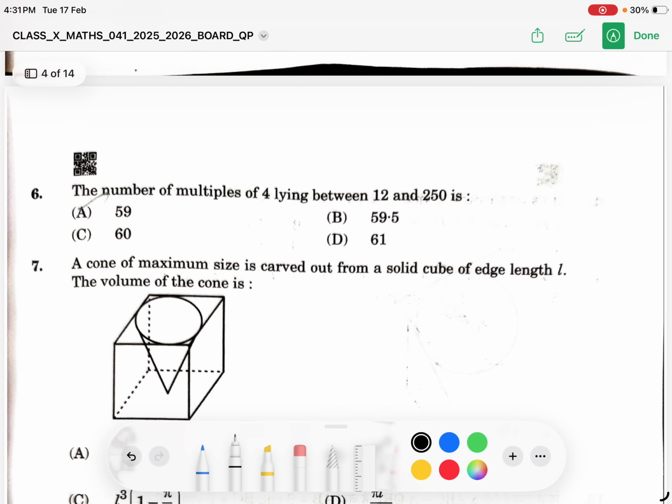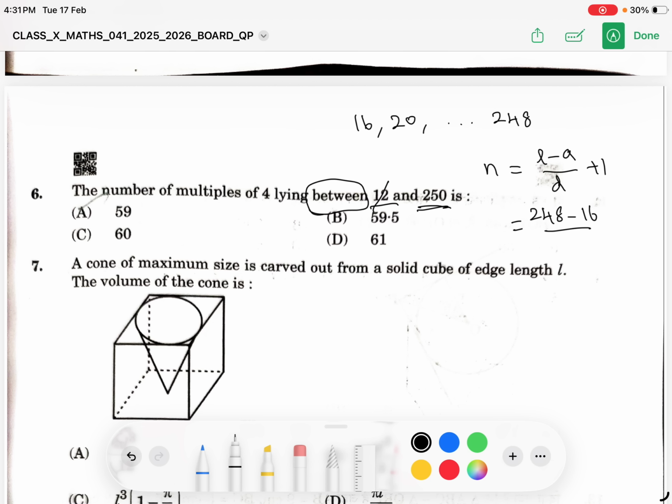Next, the number of multiples of 4 lying between 12 and 250. So between 12 and 250 means we should not take 12. So it starts from 16, then 20, like that it goes up to 248. So we should find the number. So n equal to (L minus A) divided by D plus 1. So (248 minus 16) divided by 4 plus 1. So you will get it as 58 plus 1. So 59 is the answer.